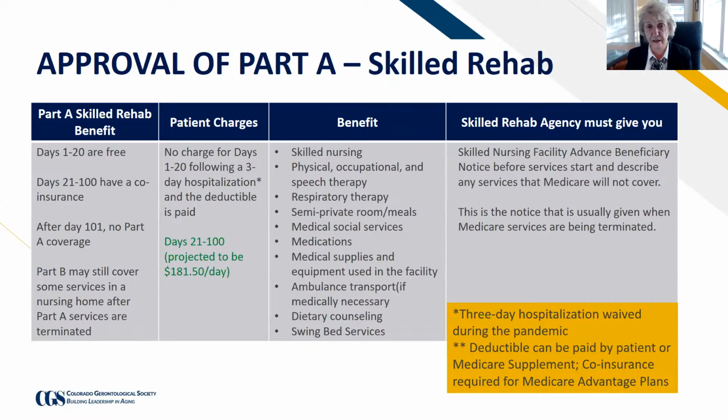You may still be eligible for some services if you are in skilled rehab, but those will be Part B services. The kinds of services that are paid in skilled rehab, again, are nursing and therapy services, room and board, social services, medications, medical supplies, and equipment.